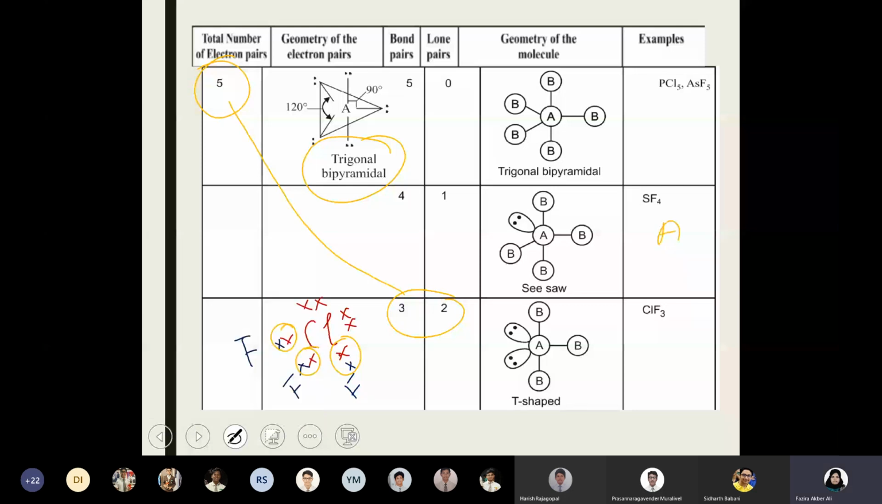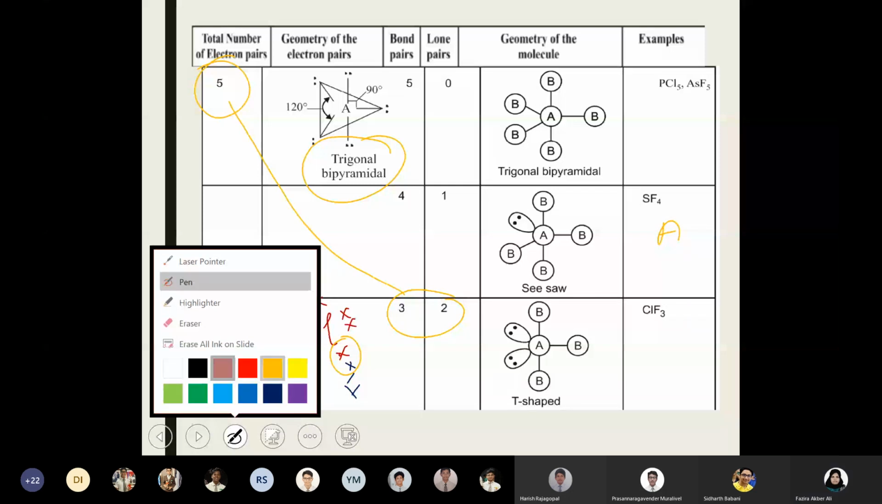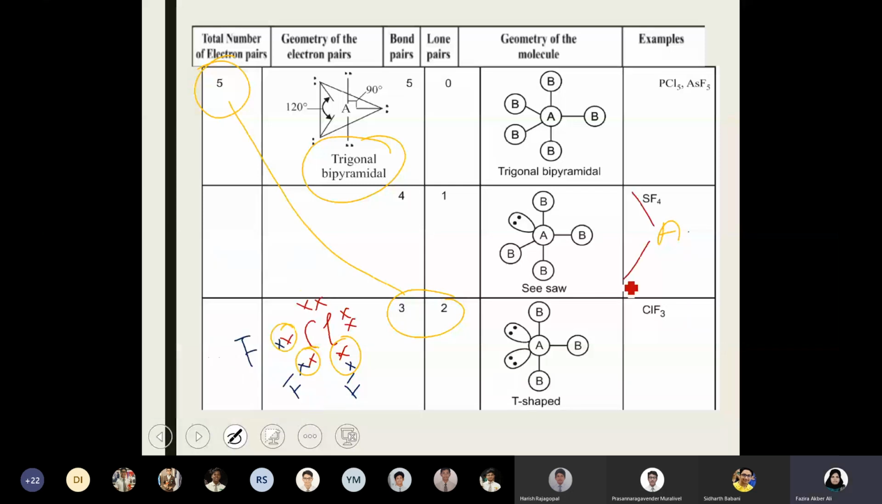But trigonal bipyramidal means you have a central atom, and there will be a triangular plane, that is the 3 atoms in one plane. The next 2 atoms are above and below the plane. It's just like a triangle with 3 elements in one plane, and the 2 other elements pointing above and below the plane. So now the problem is that out of the 5, only 3 are bond pairs, but the other 2 are lone pairs. Lone pairs cannot be shown with a line because lines are shown only for bonding. So you have to remove 2 lines.